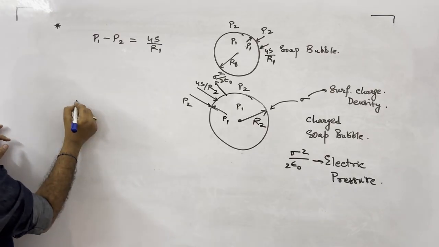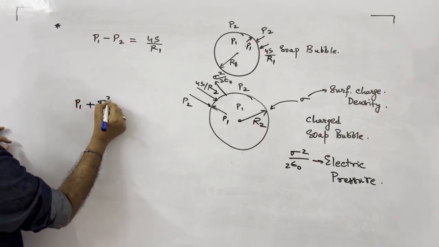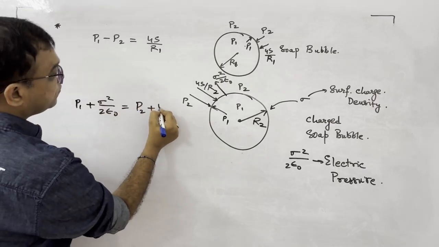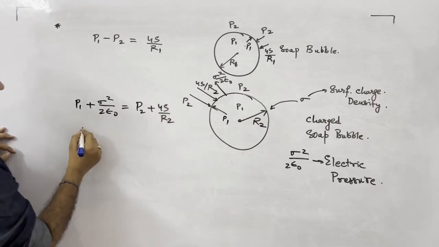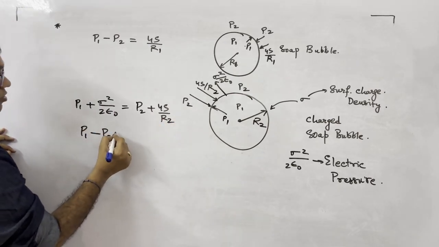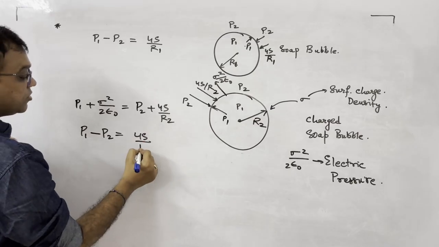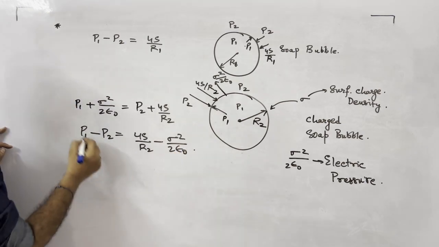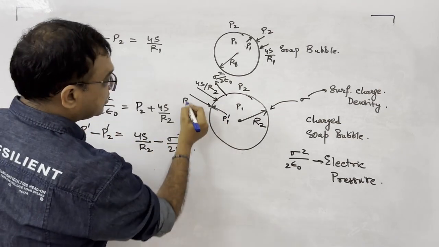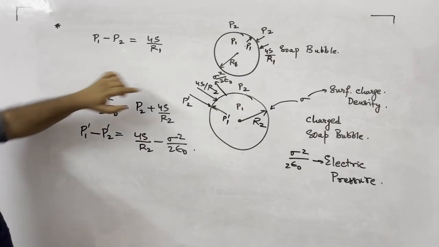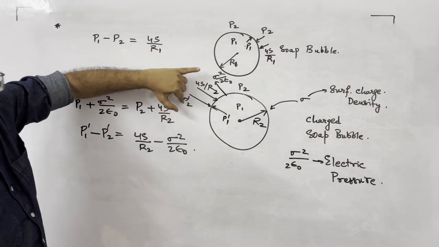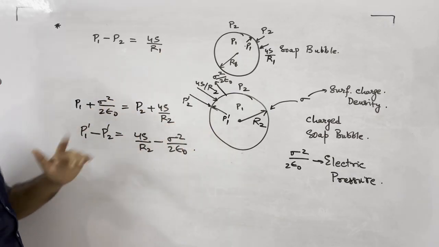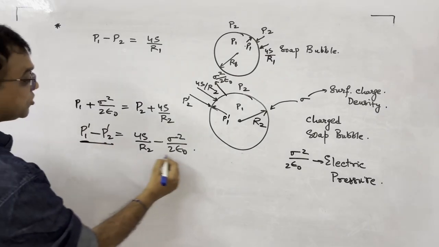Now here the pressure will come P1 plus sigma square upon 2 epsilon naught equal to P2 plus 4S by R2, or you can say excess pressure is equal to 4S upon R2 minus sigma square upon 2 epsilon naught. That is, I am marking here P1 dash, P2 dash. P2 dash and P2 will be same because same surrounding. P1 dash will become less than this value, right? So this is the excess pressure here.